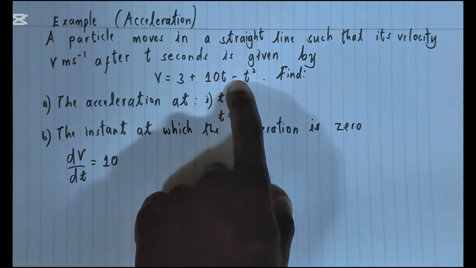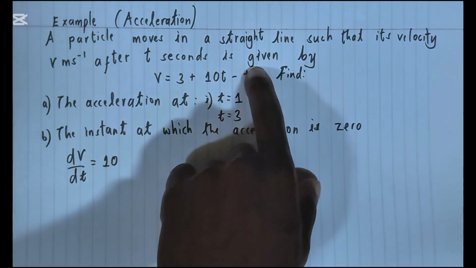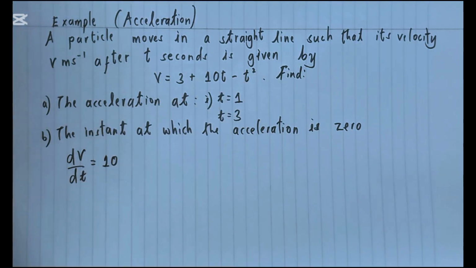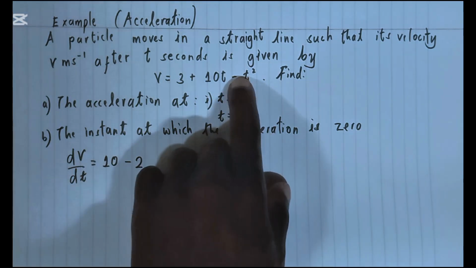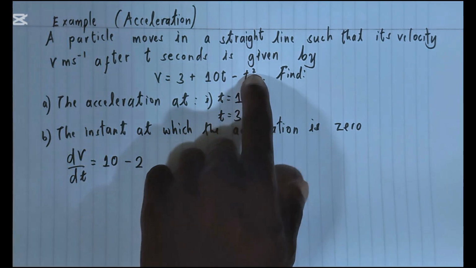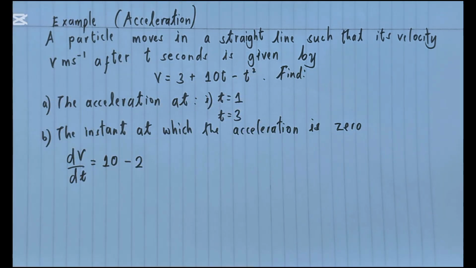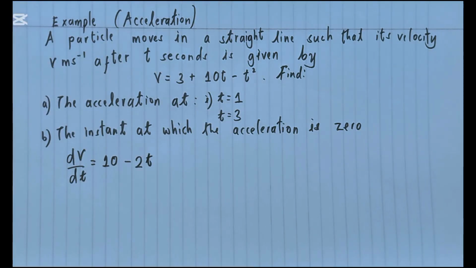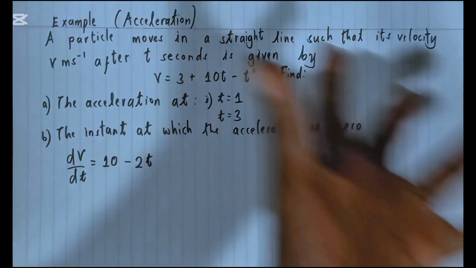In the last term, we have negative t raised to 2. To differentiate this, it will be 2 times negative 1, which is negative 2: the index, 2, times the coefficient, negative 1. Then 2 minus 1 gives t raised to 1, which is just t. So what we have here is the acceleration function of this moving object.